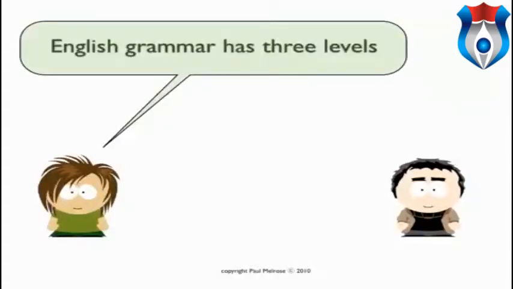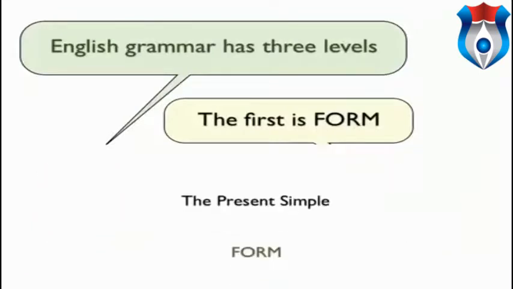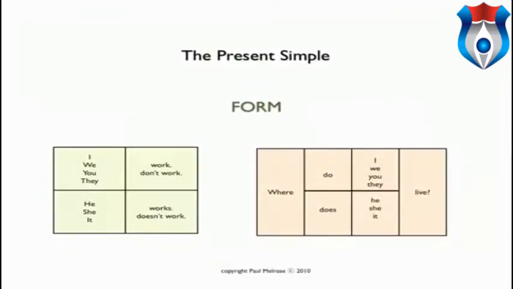English grammar has 3 levels. And the first is form. And here's an example of form in the present simple. Form is the structure, or how we actually build or construct these particular structures. And here we have an example of the affirmative and the question form.